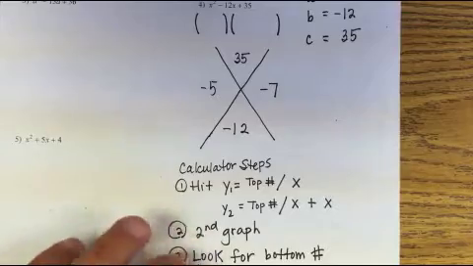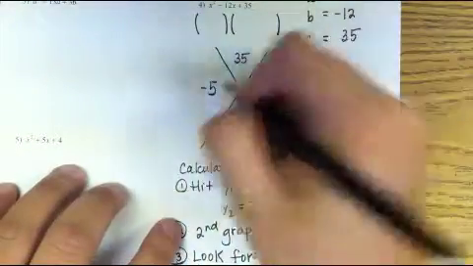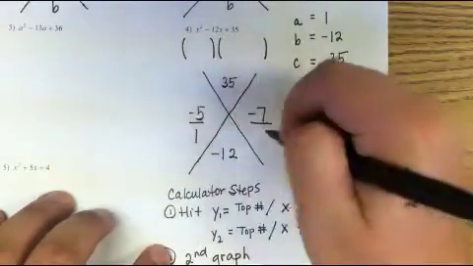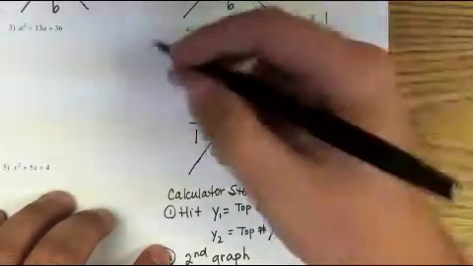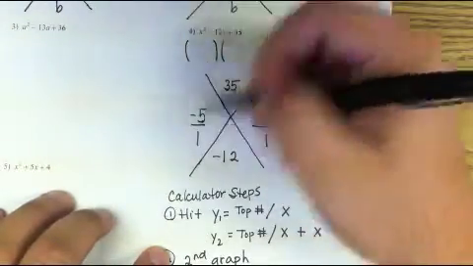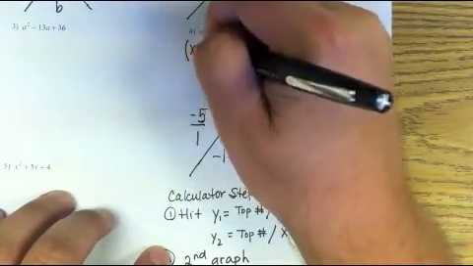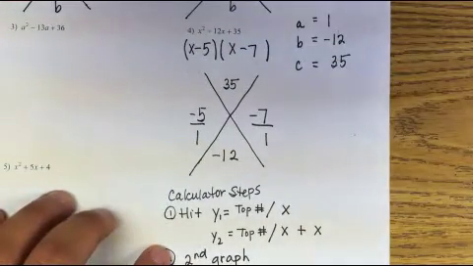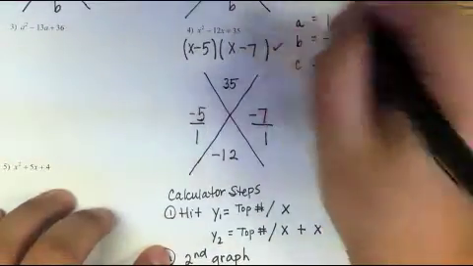Now let's finish this up. Now that we have those two numbers, I'm going to divide them both by A, and A in this case is 1. So for number 4 here, your answer is going to be 1x minus 5 and 1x minus 7. Okay, and that is in factored form.